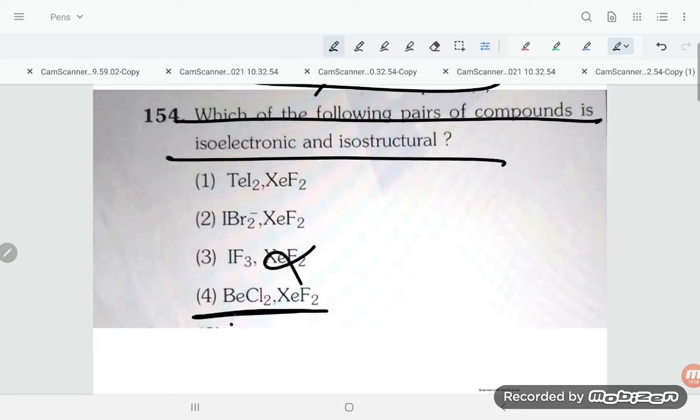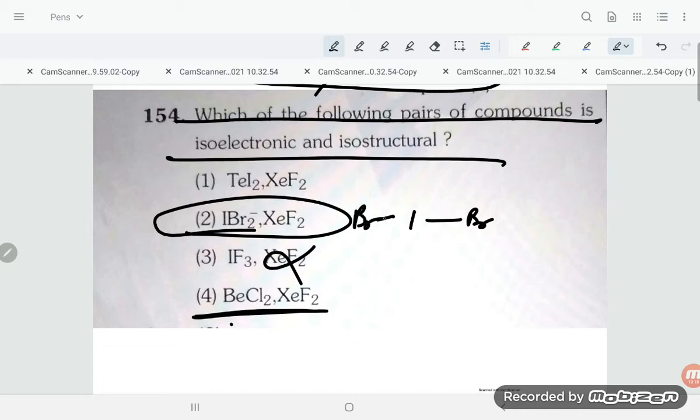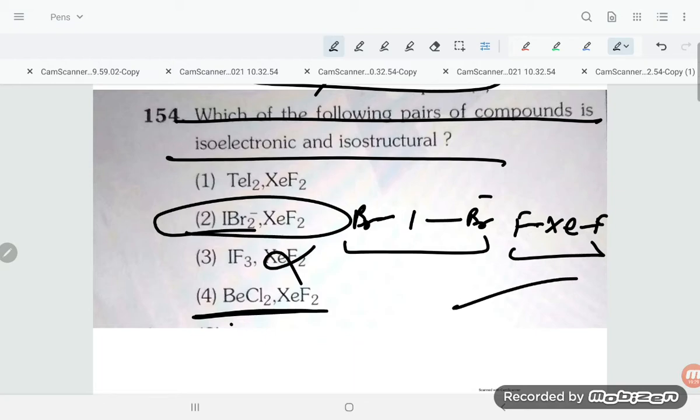Okay. So dear students, if you talk about this one, this is isoelectronic and isostructural. I is there, here is Br, here is Br, and Xe, here is F, and this side F. So this is isoelectronic and isostructural, students. So this is our required answer, option number 2. You can keep it in mind, student. Now let us move on, student.